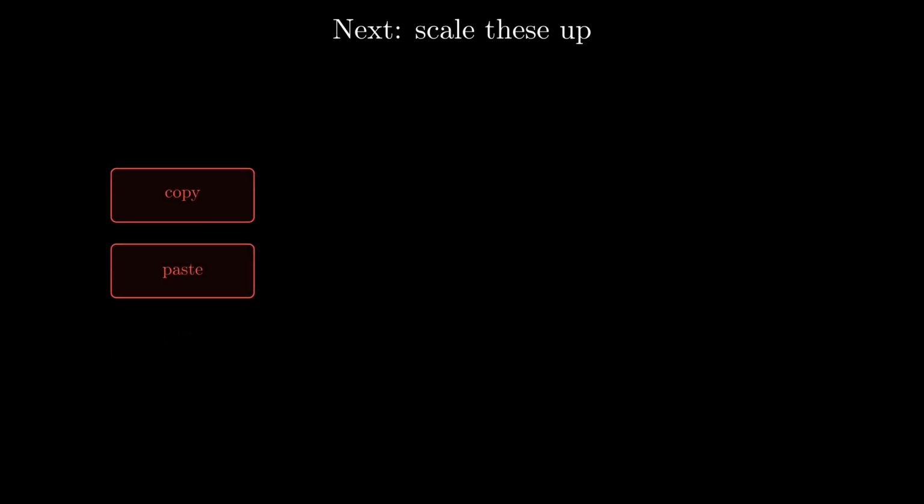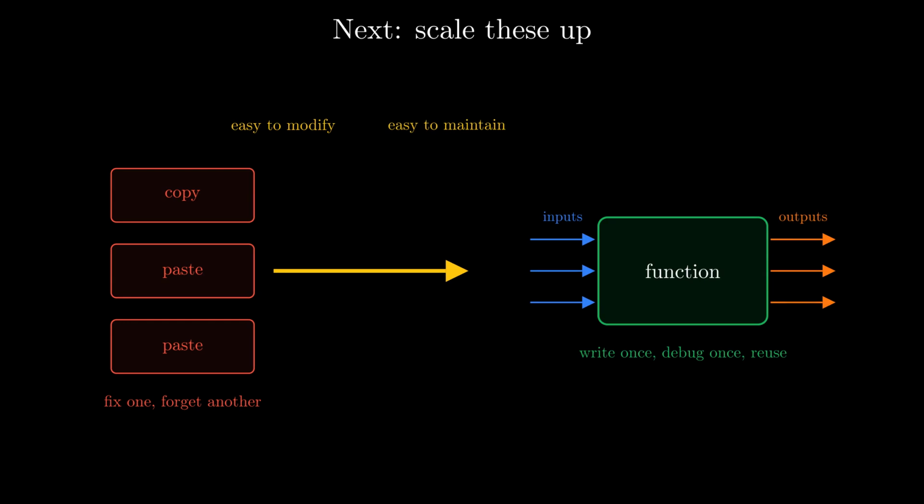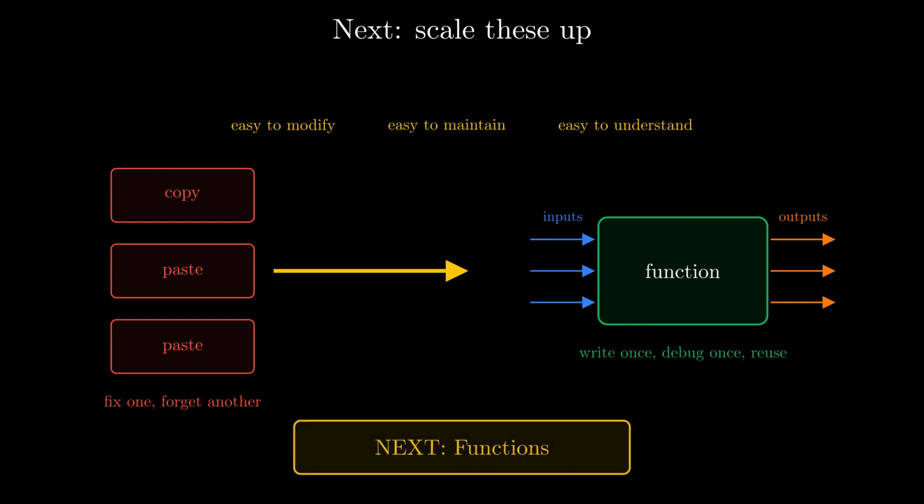Next lecture, we scale these up. Instead of copying and pasting the same code, which breaks when you fix one copy and forget another, we'll write small modules called functions. Write once, debug once, then reuse with different inputs for different outputs. Code that's easy to modify, maintain, and understand. We'll start with a real example, then dive into functions.